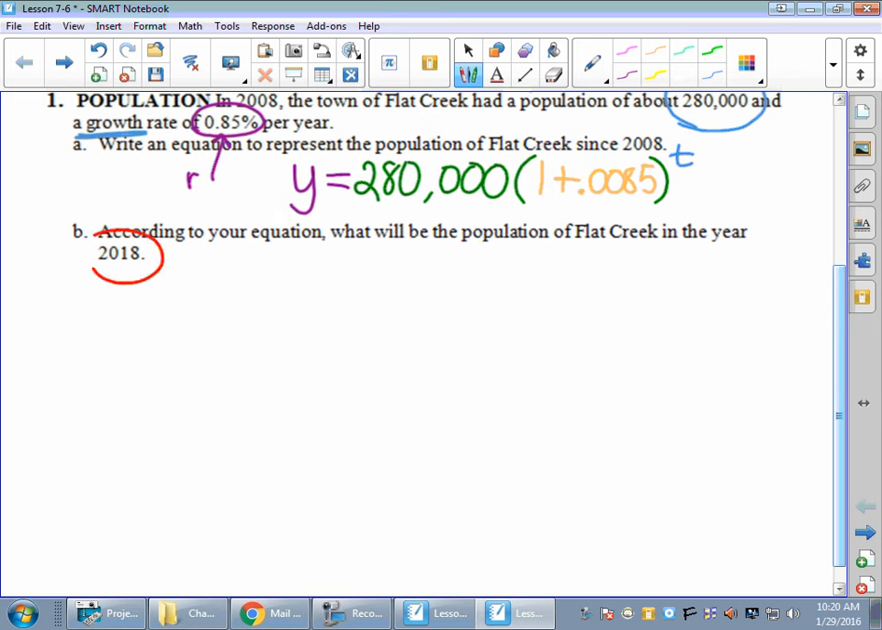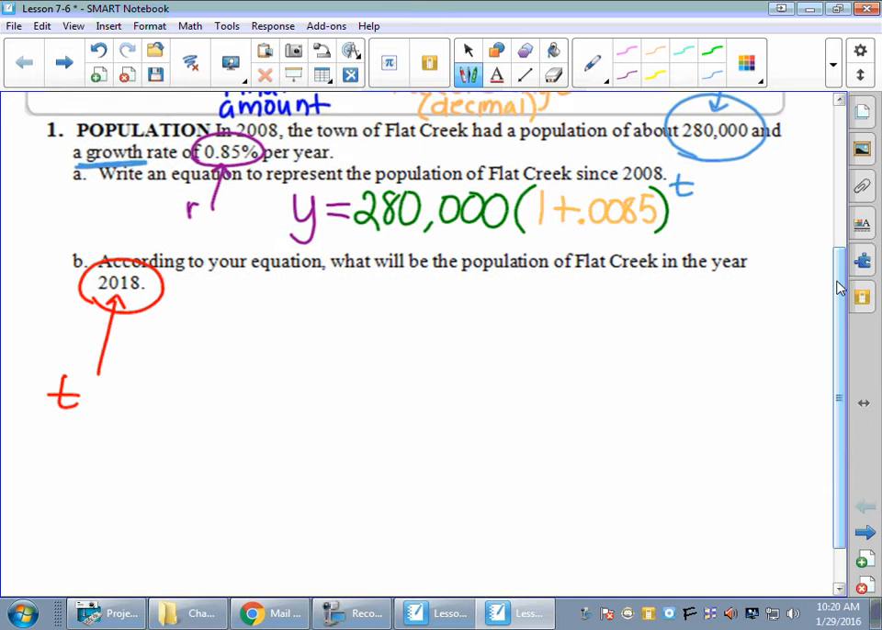Now, are we going to put 2018 in for the time? Because that's going to be really big. Look back at the original problem. When did they start talking about the population? They started talking about it in 2008, right? So how many years has it been that we want to know with the population? So we're going from 2008 to 2018. So what will we put in for our time, our t for our formula? So 10 years, not the year 2018, but 10 years that we want to know.